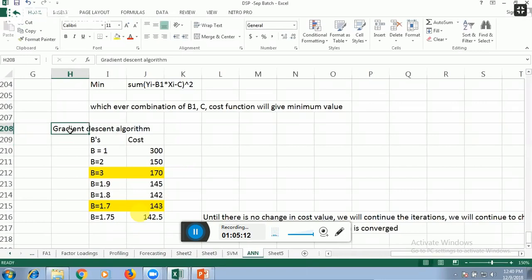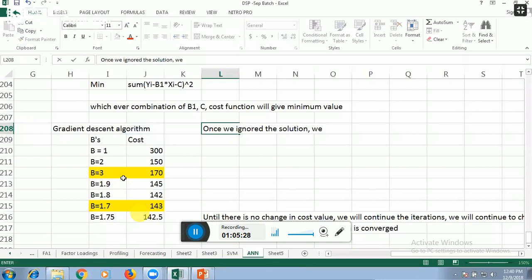Right? So this is the way. Once we ignore the solution, suppose once we ignore beta equal to 3, I will never go towards that. Once we ignore the solution, we will ignore it completely for the entire process.